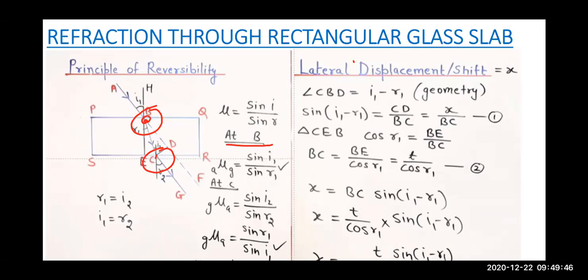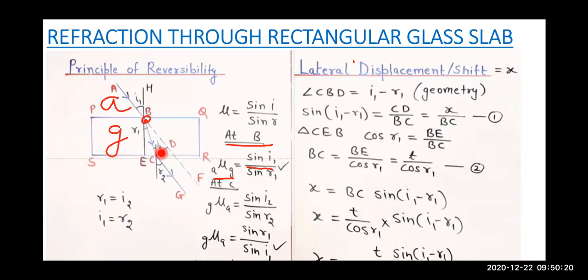At point B, this is glass and this is air. So the refractive index of glass with respect to air. It is coming from air to glass, so it will be sine I1 upon sine R1, because in glass the angle of refraction is R1, right? So this is the refractive index of glass with respect to air, that is sine I1 upon sine R1. This much clear?